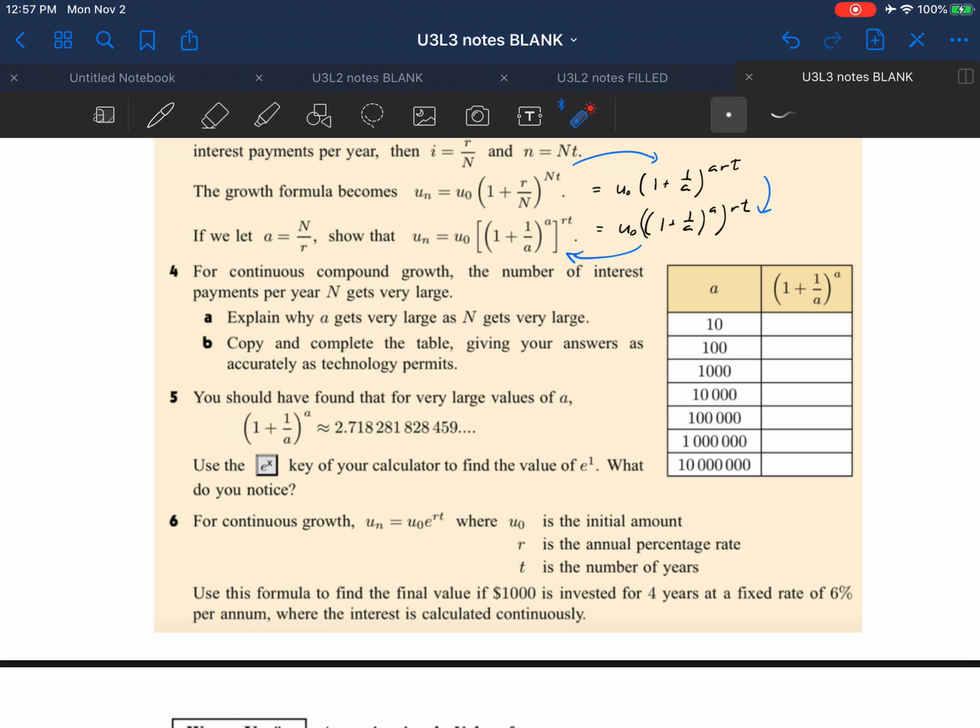Copy and complete the table, giving your answers as accurately as technology permits. So I'm actually going to do this in Excel. I wish I could show you that, but I can't really be good with Excel on my iPad, so you're just going to have to take my word for it. We've got A starting at 10, and every time it's increasing by 10, multiplying by 10. So I'm going to create a little formula and make the next cell equal the previous cell times 10.